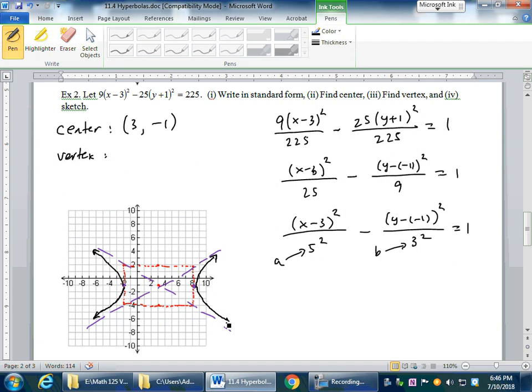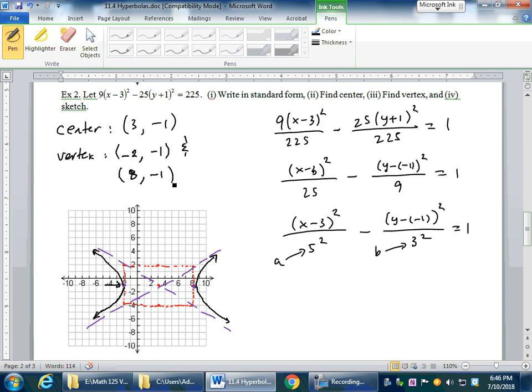So my vertex, finally, will become my x coordinate. For this one, my x coordinate is -2, my y coordinate is -1, and the other one will be my x coordinate is 8, my y coordinate is -1, and this will be my final answer for this.